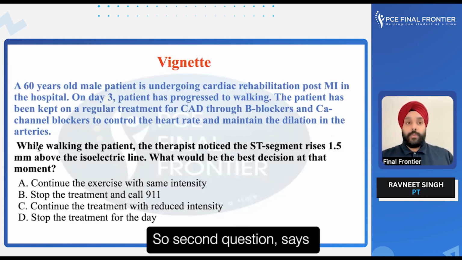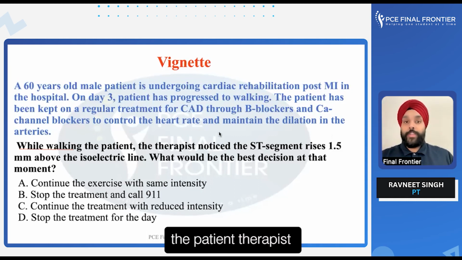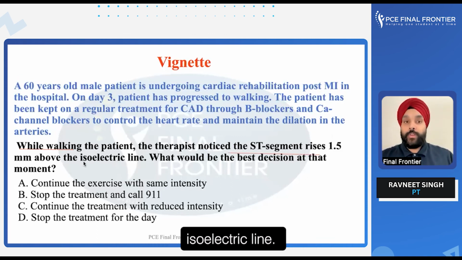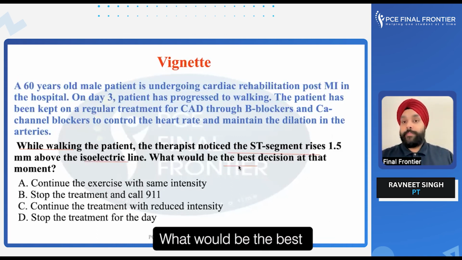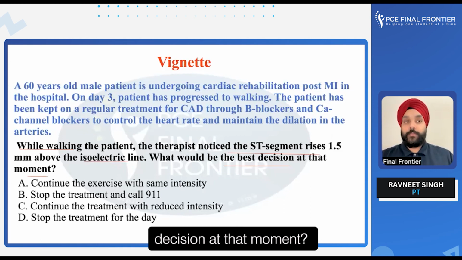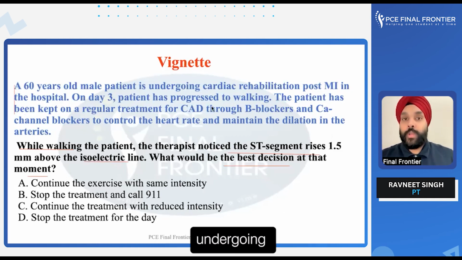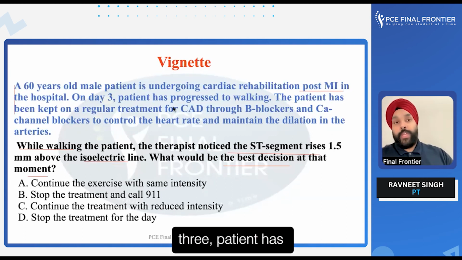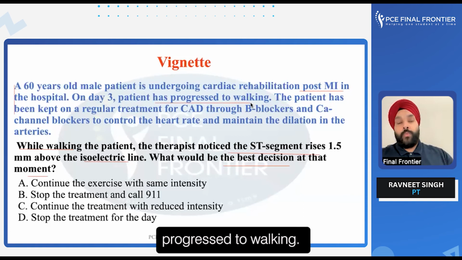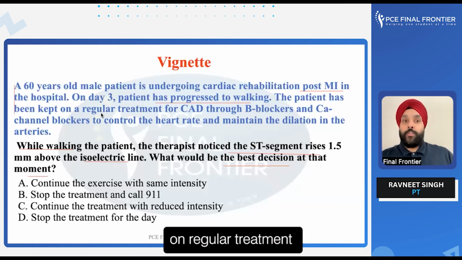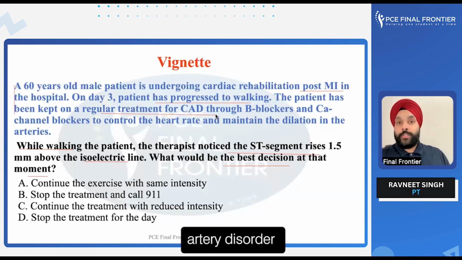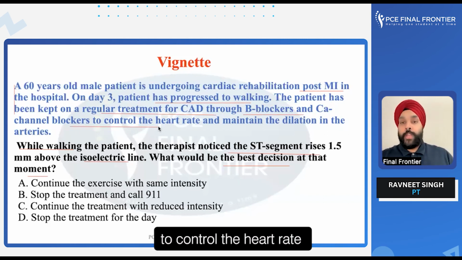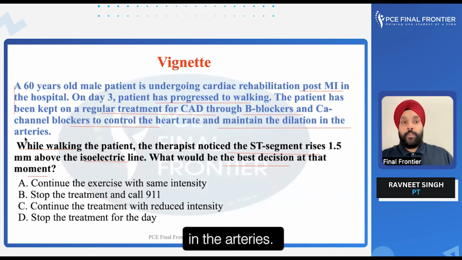All right. So the second question says, while walking the patient, the therapist noticed the ST segment rises 1.5 millimeter above the isoelectric line. What would be the best decision at that moment? A 60-year-old male patient undergoing cardiac rehabilitation post MI in the hospital. On day 3, the patient has progressed to walking. The patient has been kept on regular treatment for the coronary artery disorder through beta blockers and calcium channel blockers to control the heart rate and maintain the dilation in the arteries.